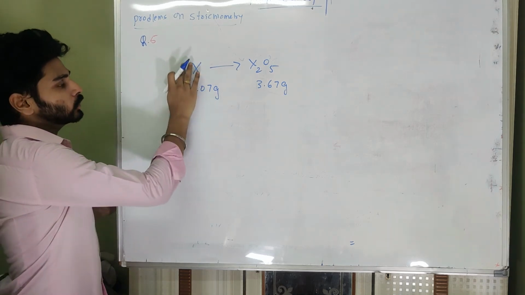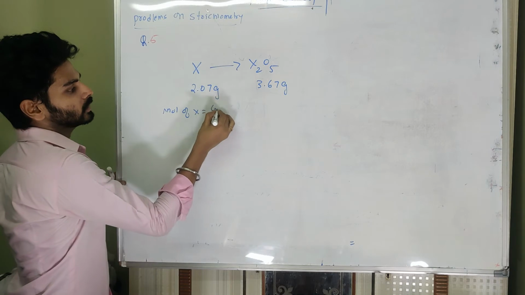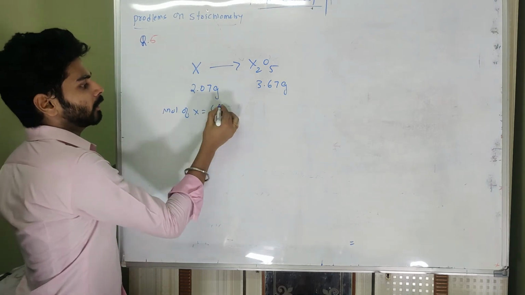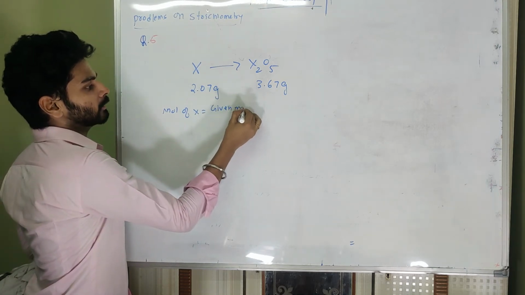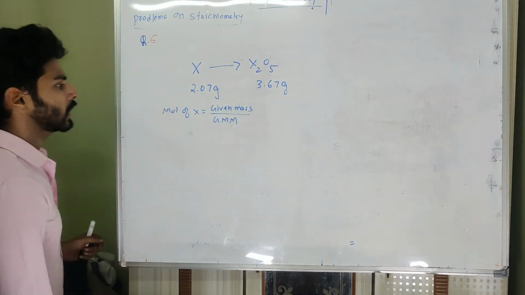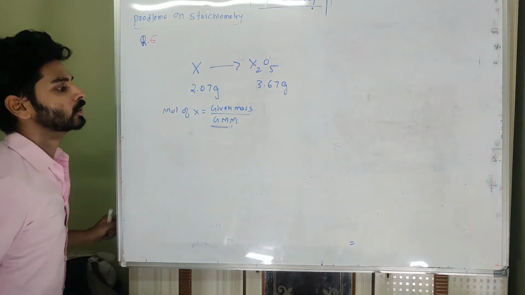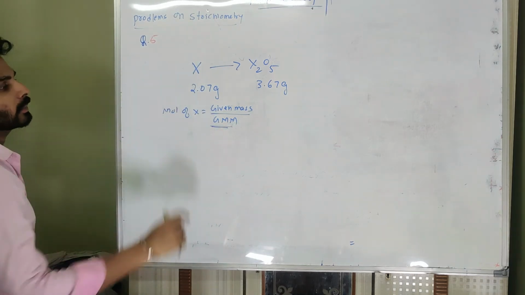To get the moles of X, what we know is that moles of X is given mass upon molecular mass, that is, gram molecular mass or atomic mass. The given mass we know is 2.07, but we don't know the gram molecular mass because this is an unknown material.